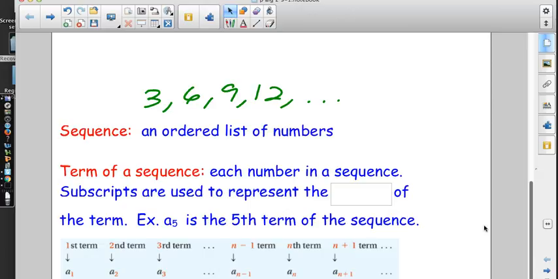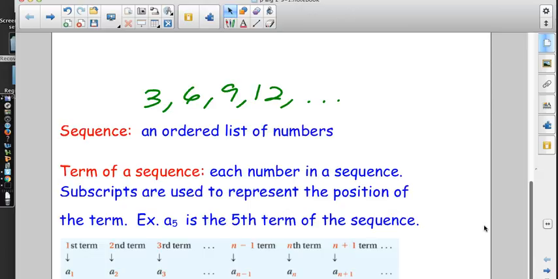So, term of a sequence. This is the first term. This is the second term, this is the third term, this is the fourth term, because we want to be able to talk about the term that we need. So each number in a sequence has a subscript, and that subscript is used to represent the position of the term. So part of what we have to do today is learn the vocabulary of sequences and series.